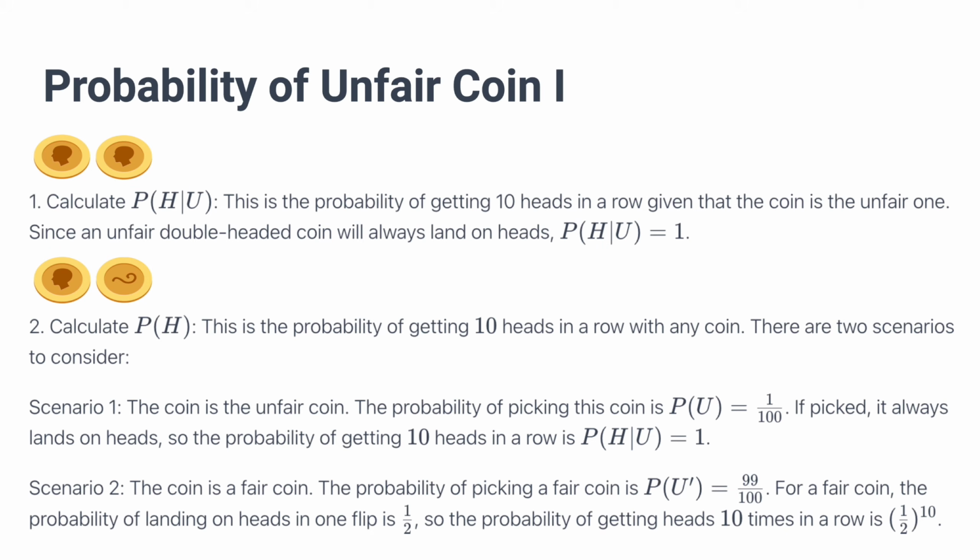Now, we need to calculate the probability of getting a fair coin and getting 10 heads in a row. The probability of picking a fair coin is 99 over 100, and the probability of getting heads on each flip is 50%, 1 over 2. So the probability of getting heads 10 times in a row with a fair coin is 1 over 2 to the power of 10. Or you can think about this as 1 over 2 times 1 over 2, 10 times.